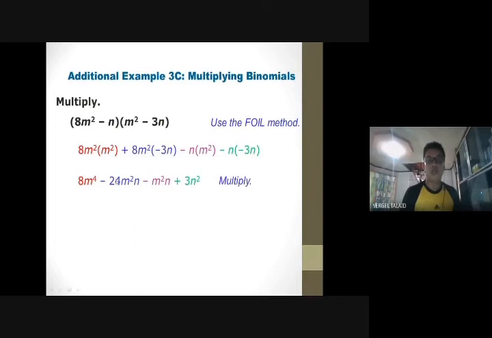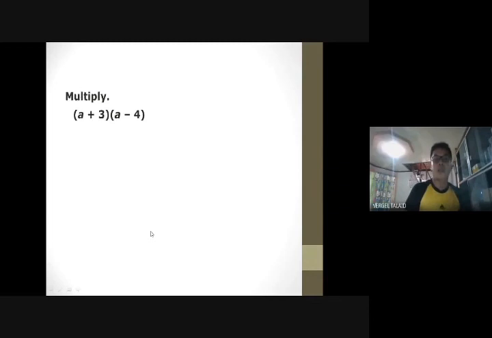Since these are similar terms, the m squared n terms can be combined. Take note, we have a negative 1. Negative 24 and negative 1 are like signs, so add and copy the common sign. Negative 24 plus negative 1 is negative 25. Copy m squared n. Since we don't have similar terms here, this is now our final answer.